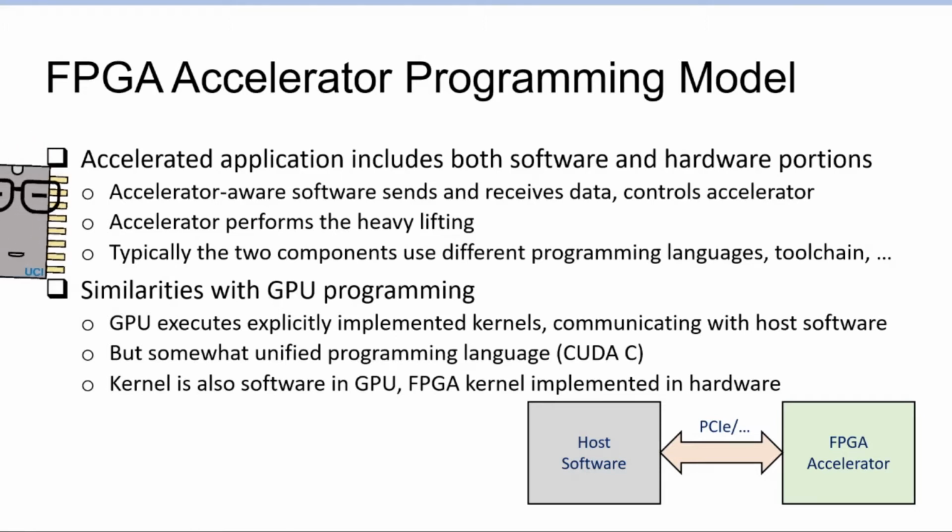The software that is running on the host side, on the host CPU, for example, needs to be accelerator aware. It needs to be aware that the accelerator exists, and it is typically responsible for sending and receiving data to the accelerator, and then sending control signals to the accelerator to basically say, you should start processing, you should stop processing, how many pieces of data I sent you. This kind of high-level information is transferred to the hardware from the accelerator-aware software.